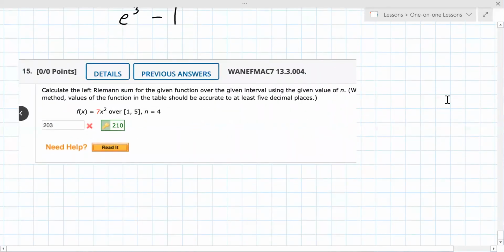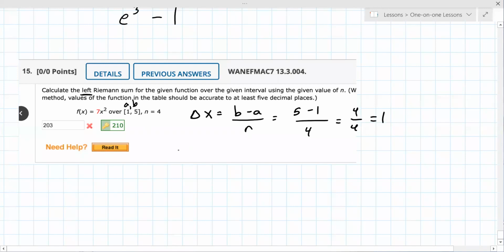So calculate the left Riemann sum for the given function over the interval using the value of n. Do you know if you only do left sums in this class? Yeah, I think so. Okay, so there's an interval from 1 to 5, and they give you an n. You have to know that delta x is b minus a over n. Your b is 5, your a is 1, and your n is 4. So this is 4 over 4, which is 1.